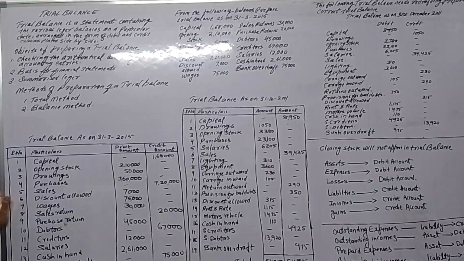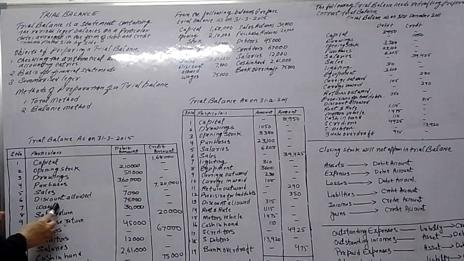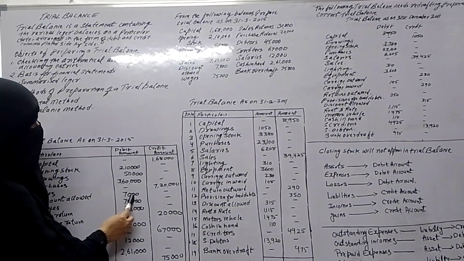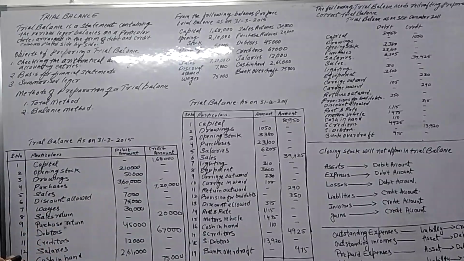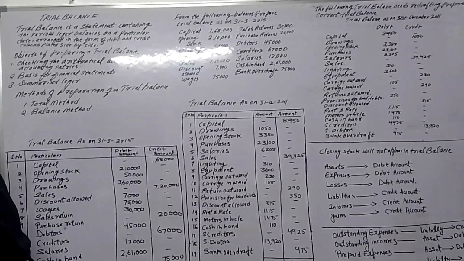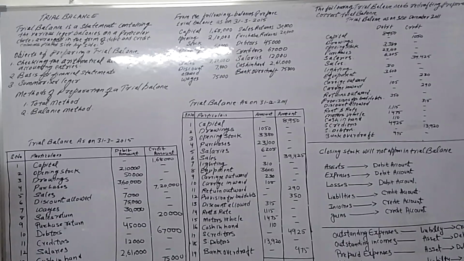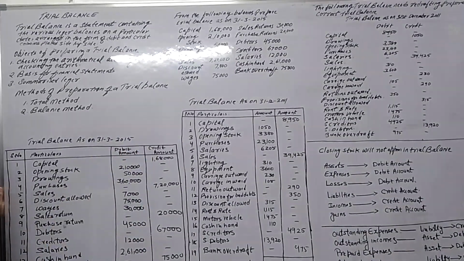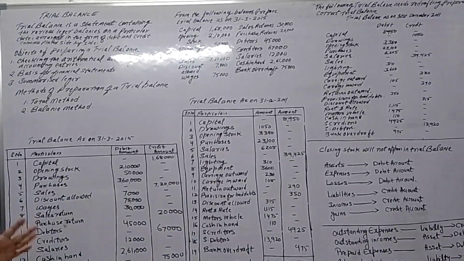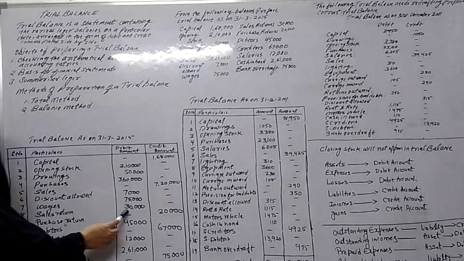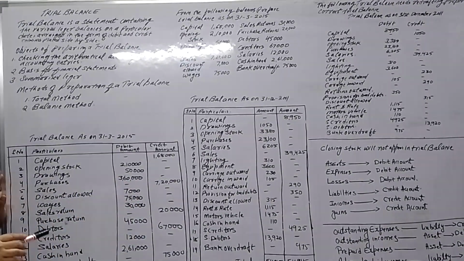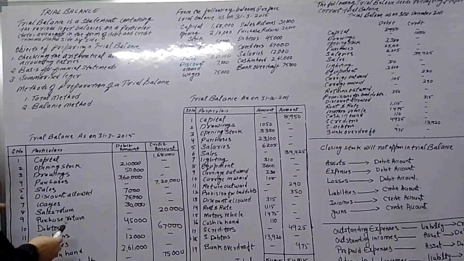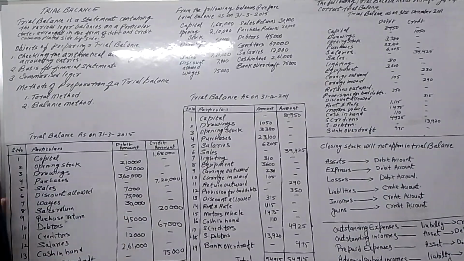Discount allowed is an expense. So expenses is a debit account. So discount allowed, debit side 7,000. Wages is an expense. So expenses is a debit account. So wages, debit side. Next is sales return. Sales return is a debit account. So sales return, debit side. Purchase return is a credit account. So purchase return, credit side.